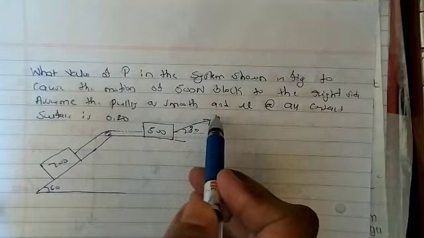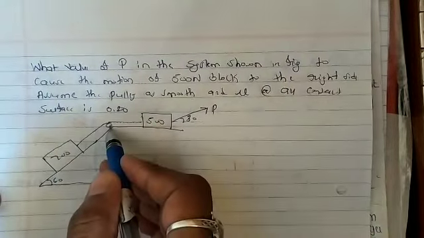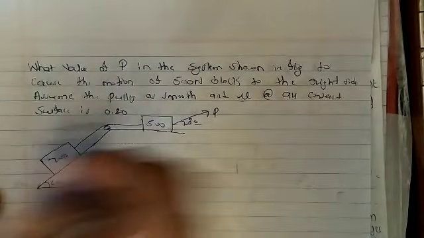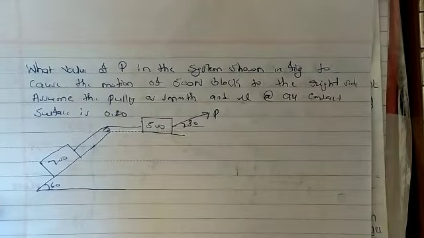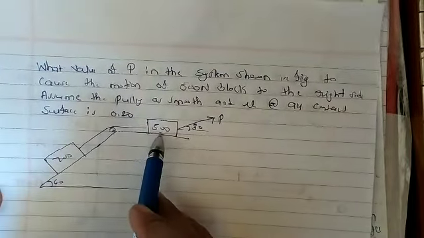We need to find the value of P, to the right side. Assume that the pulley is smooth. The pulley is smooth here, that means it is frictionless, and the coefficient of friction mu at all contact surfaces is 0.20. The incline is at 60 degrees, this block is 700 Newton, and this is 500 Newtons.